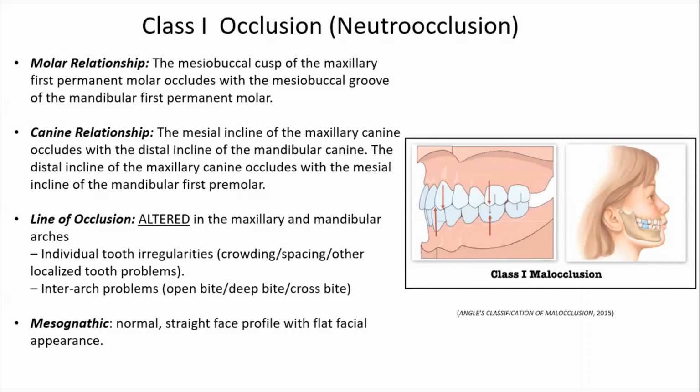Usually with a class 1 occlusion, you'll see a mesognathic profile, as you can see in this patient off to the side in this picture. So she's got a normal straight face profile with a flat facial appearance.